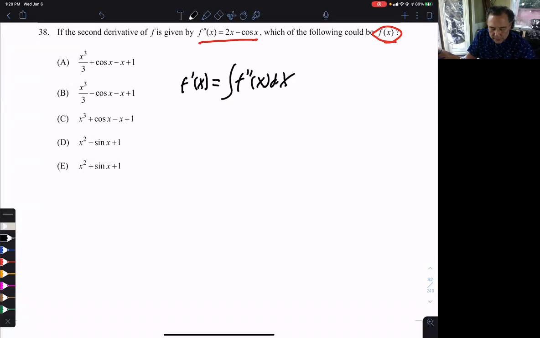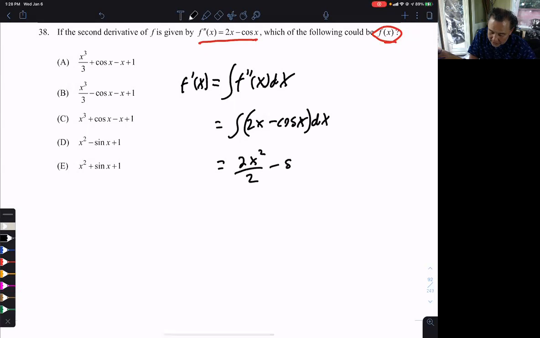Hopefully you know that. But f double prime is 2x minus cos x. And so we're going to find the antiderivative of that. Well, the rule is I add 1 to the exponent and divide by that. And the antiderivative of the cosine is just the sine, but I have a plus c. So be careful, there's a plus c there. That's some random constant. I'll just call c1. So this is f prime of x.